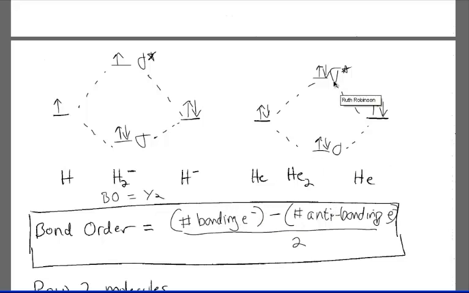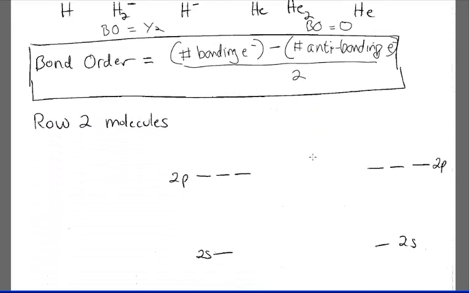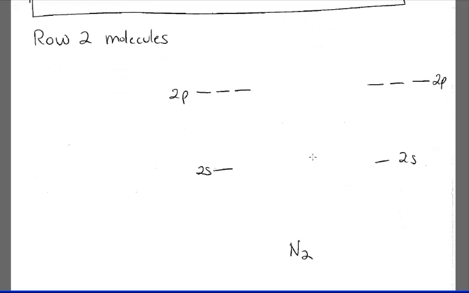The number of antibonding is 2. 2 minus 2 is 0. 0 over 2 is 0. So the bond order is 0, which is why you don't find helium-2 in existence. And H2 minus, not so much either, but it's certainly more stable than helium-2.